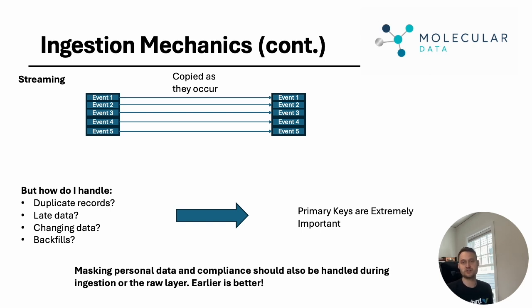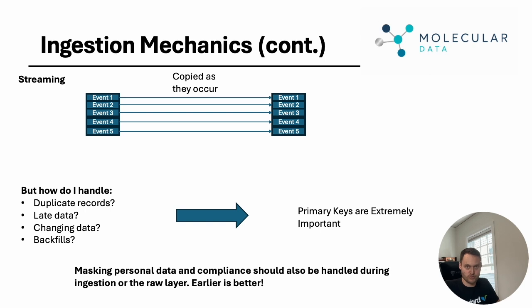There are many issues that can occur during the ingestion process. Duplicate rows, late data, changing data, backfills, all this stuff can cause hiccups downstream. You can mitigate them by using primary keys. I'm not going to go in depth on what a primary key is, because I have limited time, but it's important that you use them and your AI knows that you are using them.